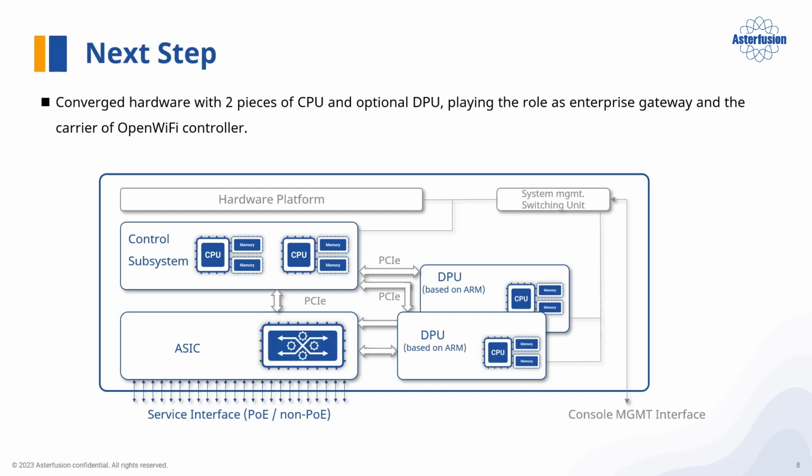And about our next step, it is a new hardware, which has two A53 CPUs and optional DPU modules with PoE functionality. SONiC NOS and OpenWiFi controller can be installed in these two CPUs, and the DPU can be used to realize some additional features like firewall or NAT. So this hardware can play the role of access switch, small enterprise gateway, and the network controller.